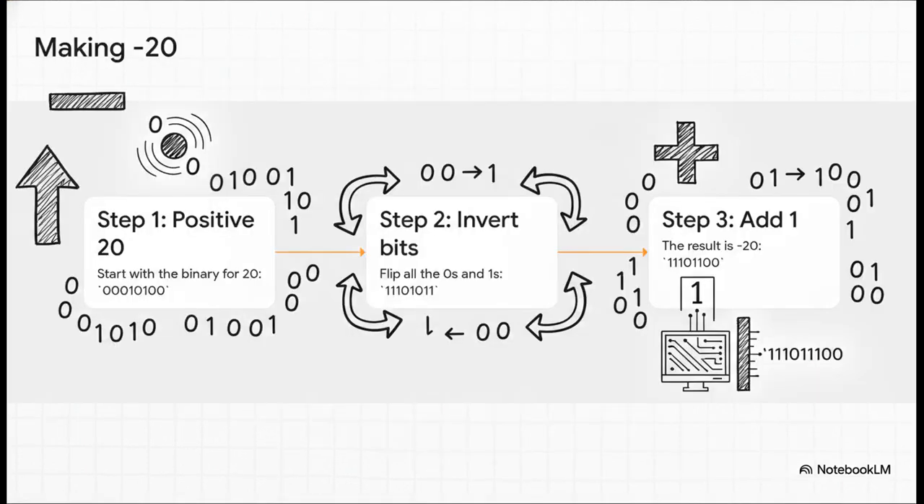It's actually a pretty simple 3-step trick. Let's say we want to make negative 20. Step 1, you start with the binary for positive 20. That's 000101100. Step 2, you invert all the bits. Every 0 becomes a 1, and every 1 becomes a 0. And finally, step 3, you just add 1 to the result. And voila! That final number, 111011100, that is exactly how a modern computer represents negative 20.